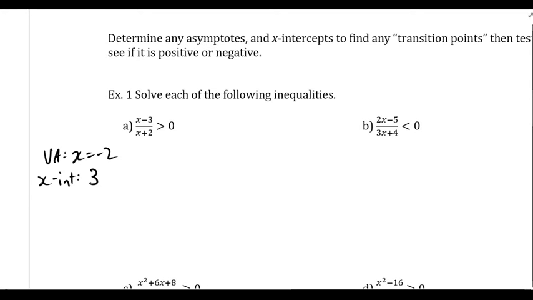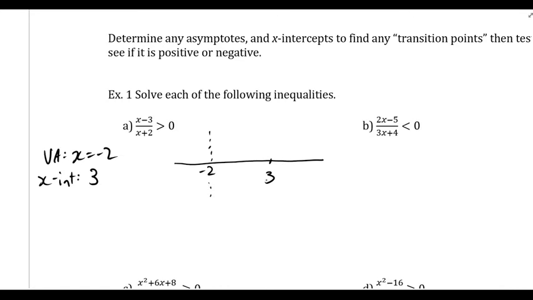Okay, so we're going to draw our number line like we did with other inequalities. And we're going to put a vertical asymptote at -2. Notice how I actually draw it as a vertical asymptote. That's a good trick. You'll find out why later on. And then 3. And then I have to check values within all 3 of those intervals.